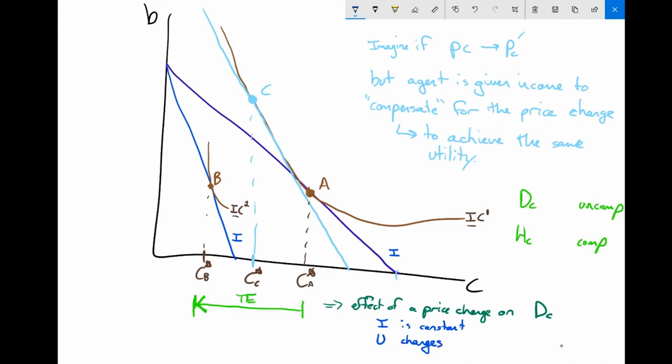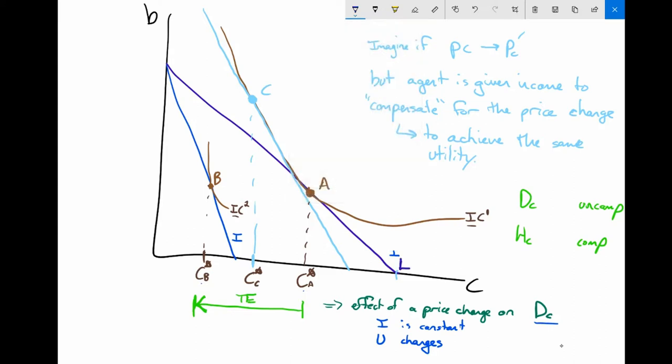All right. So the difference, the total effect, the difference between CA and CB captures the total effect, which is the effect of a price change on the uncompensated demand. Why is it uncompensated? Well, because when we move from A to B, we are changing the level of utility. They get less utility at bundle B, but income remains the same. Why does income remain the same? Well, I can illustrate that.